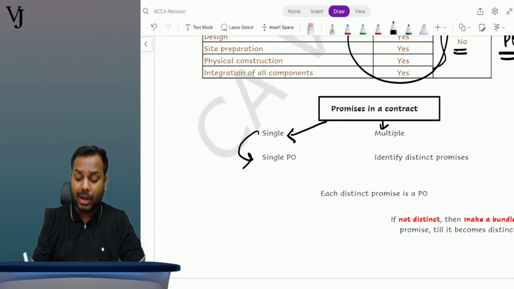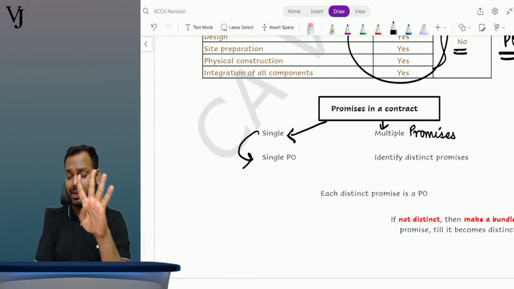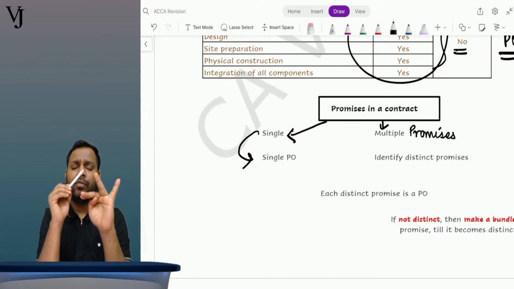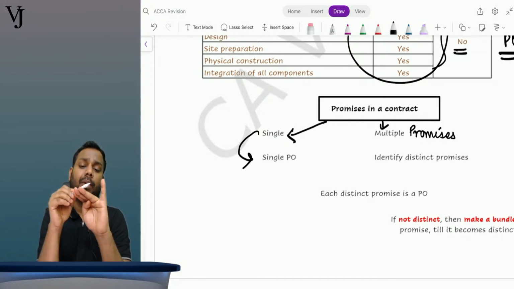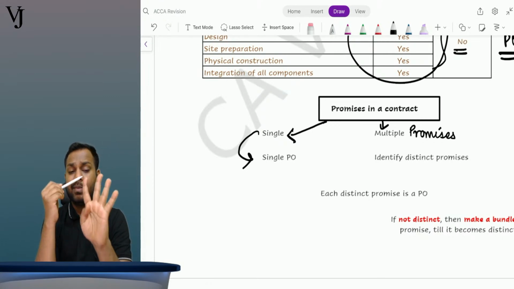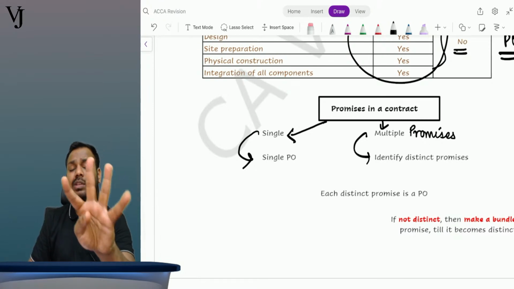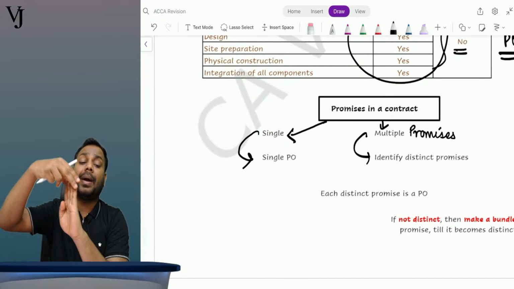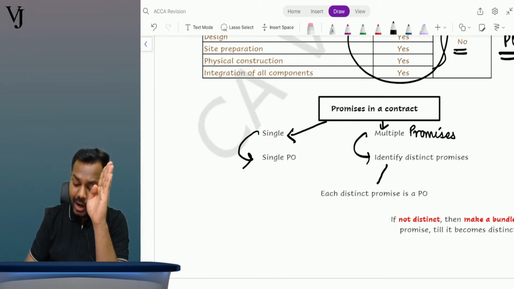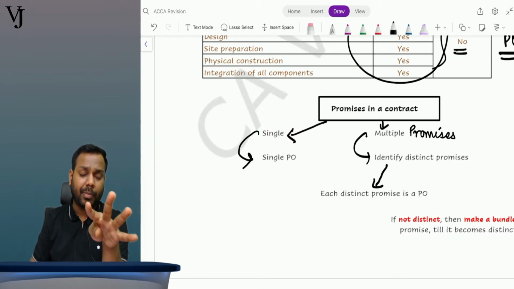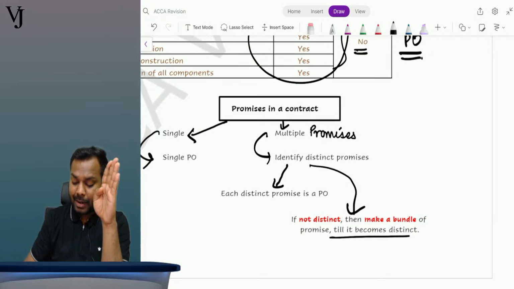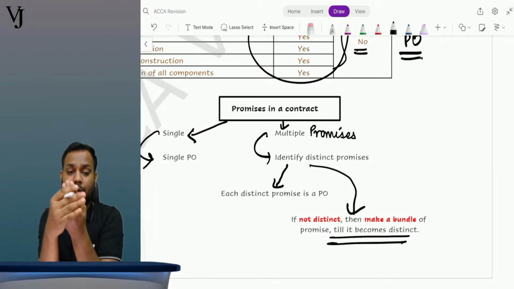But if in a contract there are multiple promises, then let's suppose there are four promises. Now, when you purchase a laptop, I give you the promise to give you the laptop, a promise to give you an adapter, a promise to give you a laptop bag, and a promise to give you an inbuilt warranty. I am giving you four promises. Now, identify the distinct promises. These four promises are not distinct, right? Neither is the entity selling these four separately, nor does the customer want them separately. So, what I will do, I will make a bundle of these promises. Each distinct promise is a performance obligation, but in this case there are no distinct promises, and all of them are linked to each other, hence I will bundle them. If not distinct, then make a bundle of the promises till the time it becomes distinct. See, I made a bundle, and now this bundle is a distinct good.